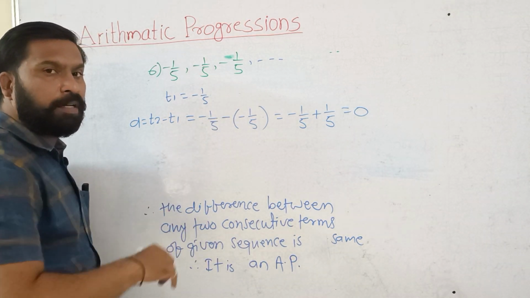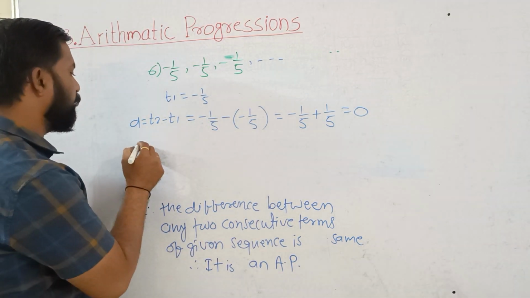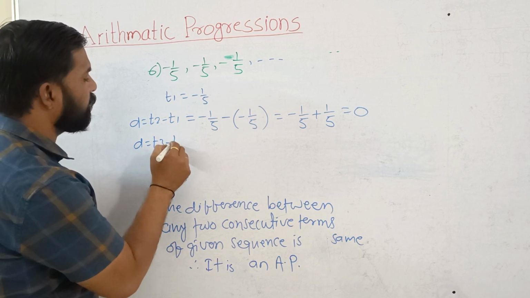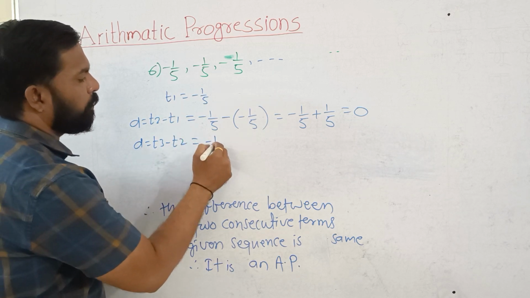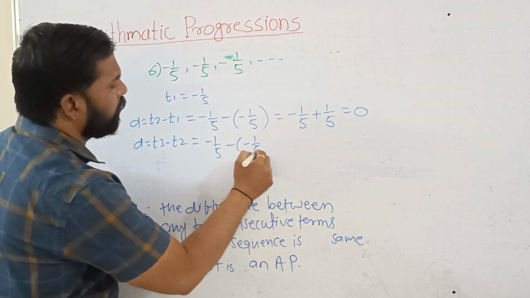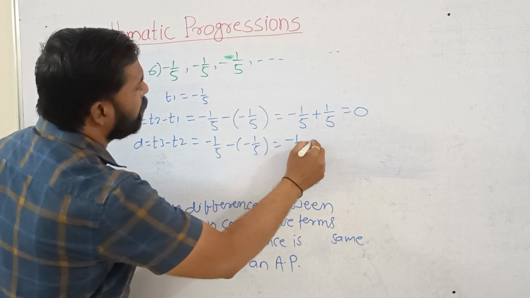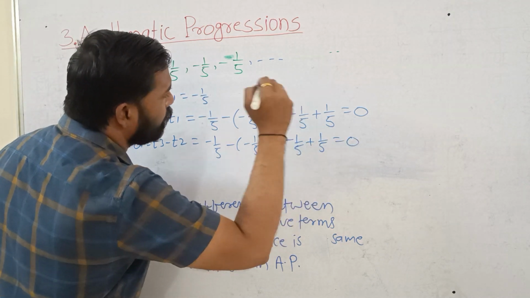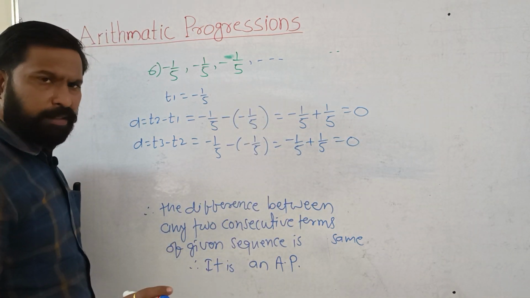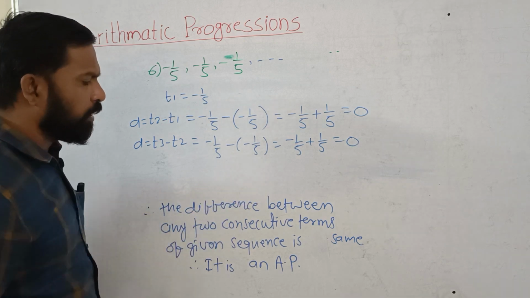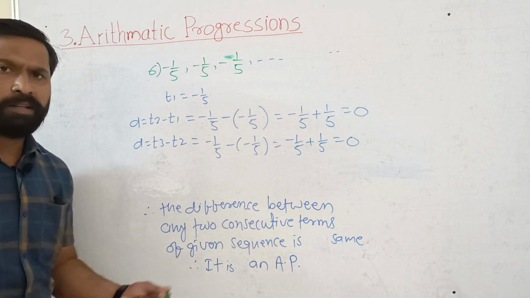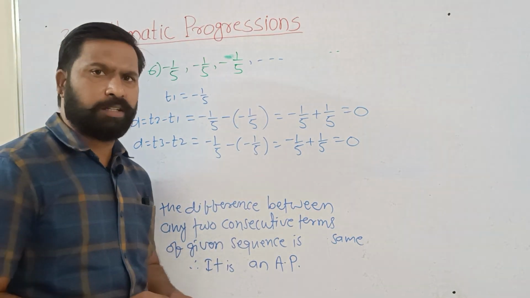These things are a little bit confusing to write. D is equal to T3 minus T2, minus 1 by 5 minus of minus 1 by 5, minus 1 by 5 plus 1 by 5, which is equal to 0, that's it. Again you can write the difference between any two consecutive terms is same. It is an arithmetic progression.